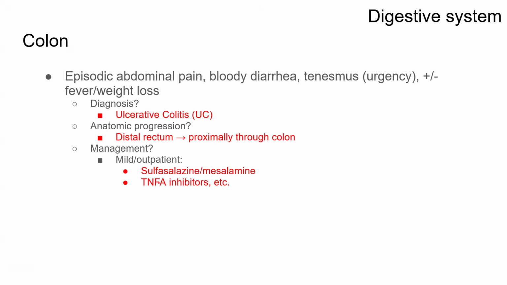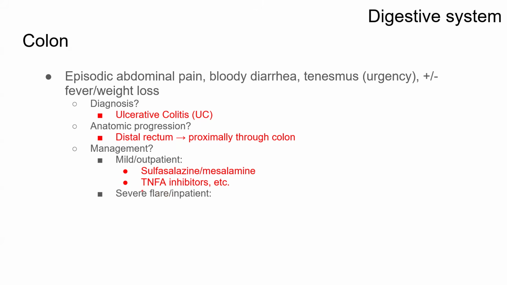is before you start these, you want to make sure that they don't have latent TB, so things like the PPD skin test, chest X-ray, things like that, because if they have latent TB and you start a TNF alpha inhibitor, then they can reactivate TB. So you obviously want to make sure that they don't have latent TB before starting TNF alpha inhibitors.